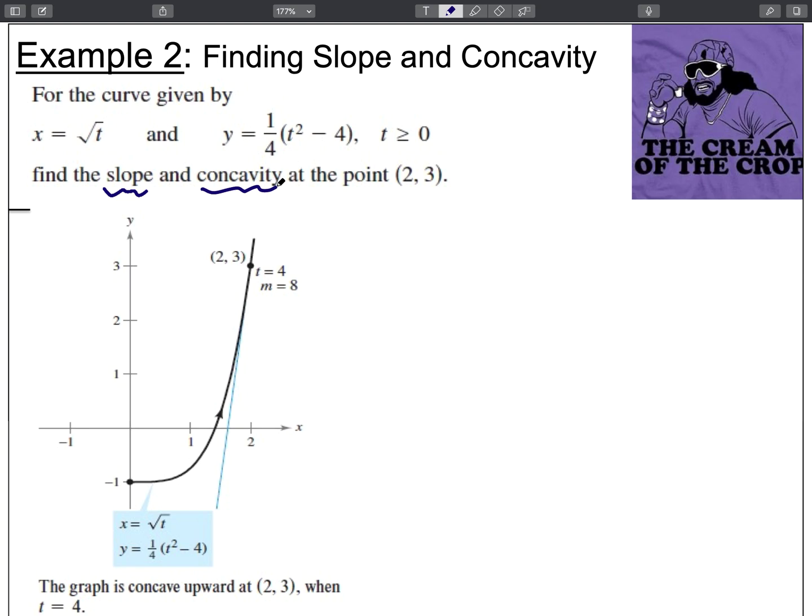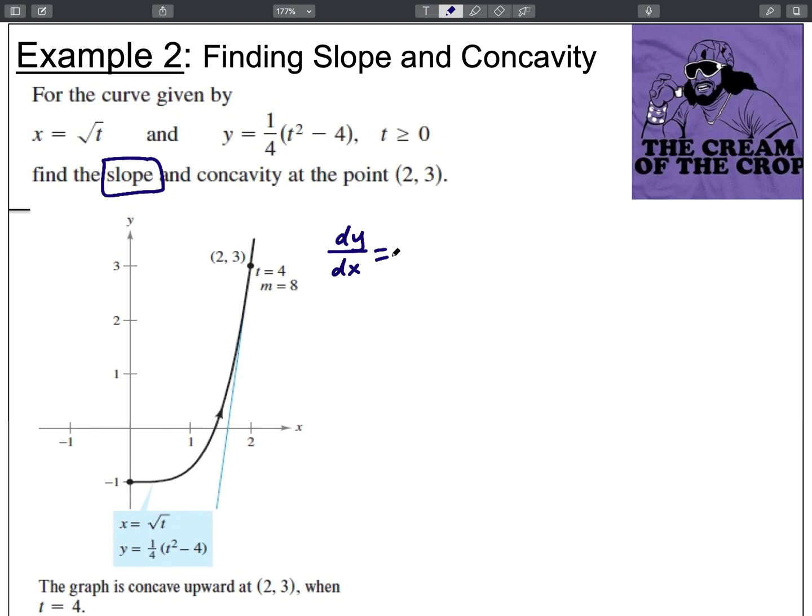I do see that x is the square root of t, so if you wanted to, you could say that's the same thing as t to a 1/2 power, and then we do have y is equal to 1/4 times the quantity of t squared minus 4. Okay, so let's handle the first question of slope, and then I'll have another slide for concavity so that I have enough space. So don't write too big so you can try to fit everything. So how about the slope? To find the slope, I'm going to need a first derivative. For a first derivative, I should take the derivative of the y component with respect to time and divide it by the derivative of the x component with respect to time.